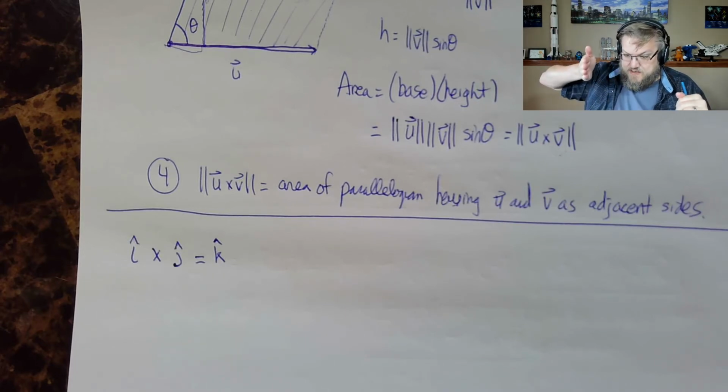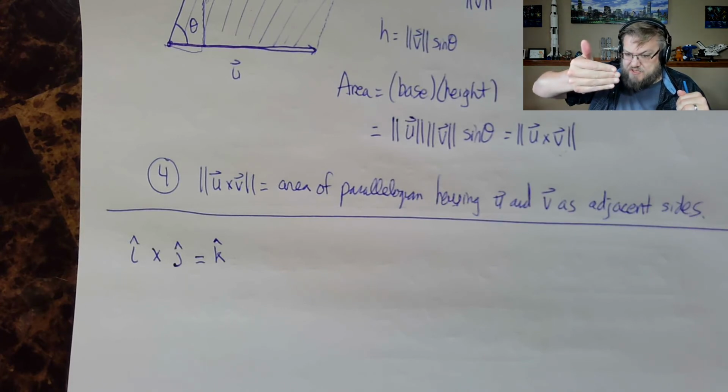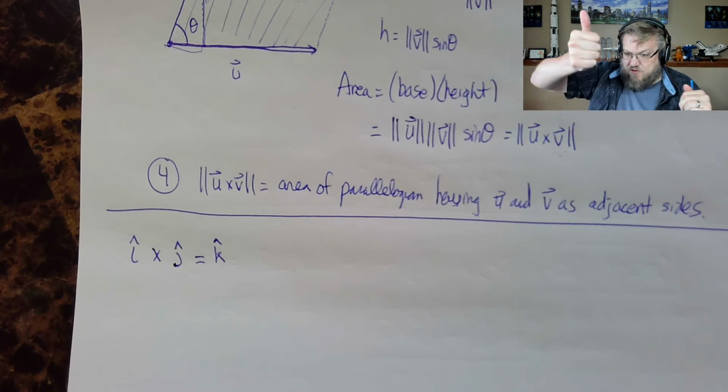And you point your palm in the direction of i, you curl j towards j, and your thumb points in the direction of i cross j, which happens to be in the k direction, positive k. That would be a right-handed system.